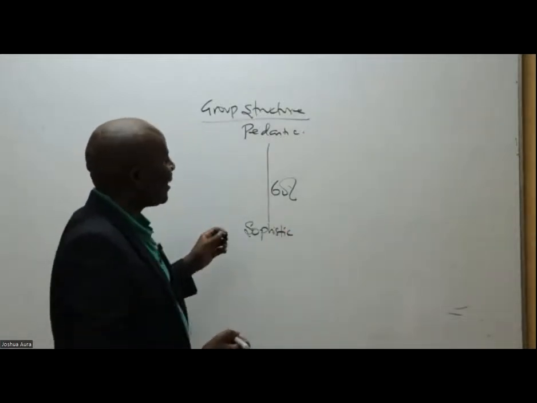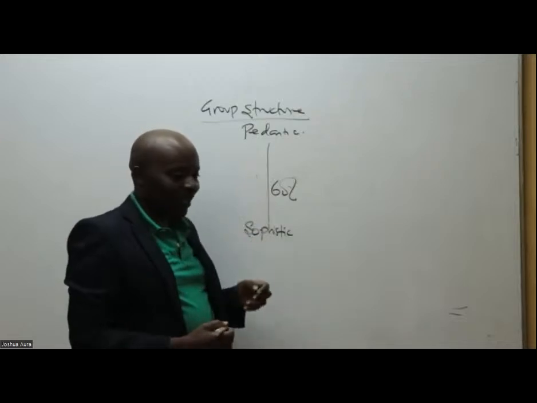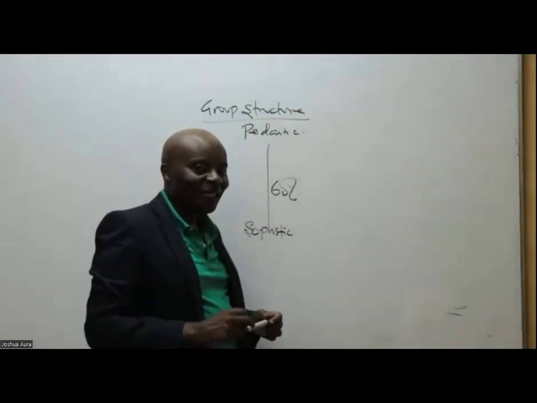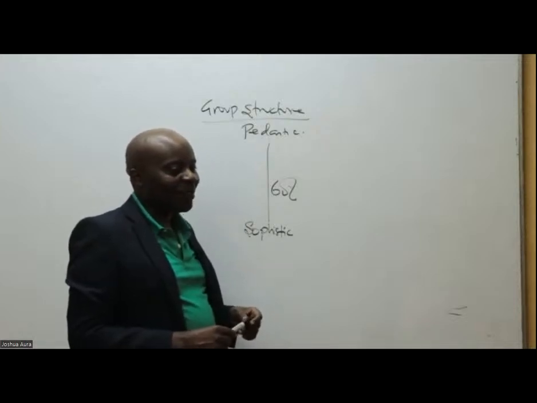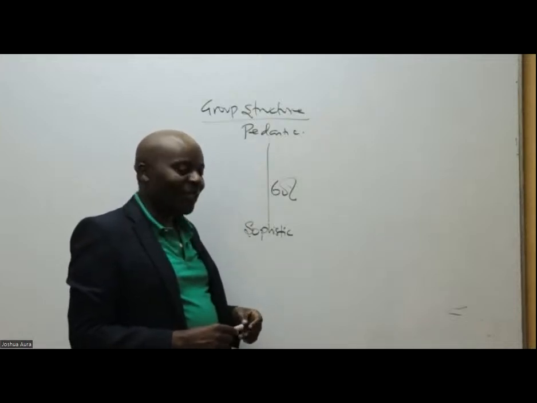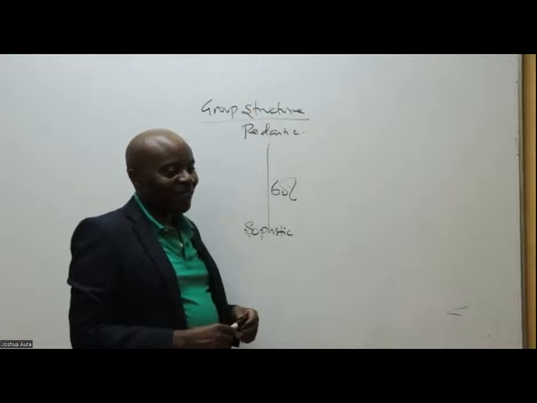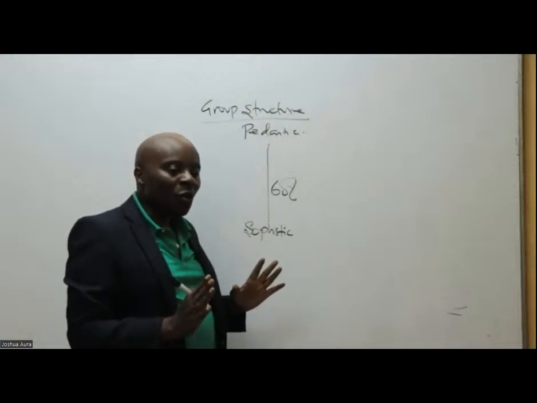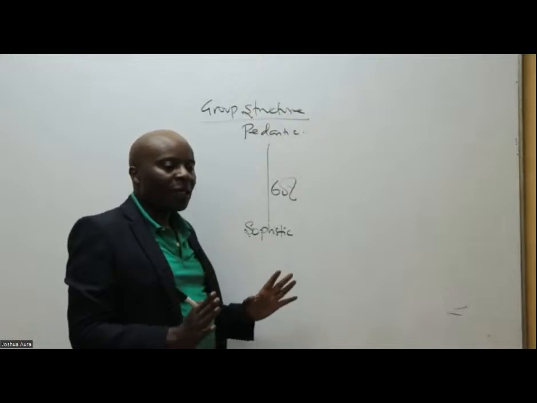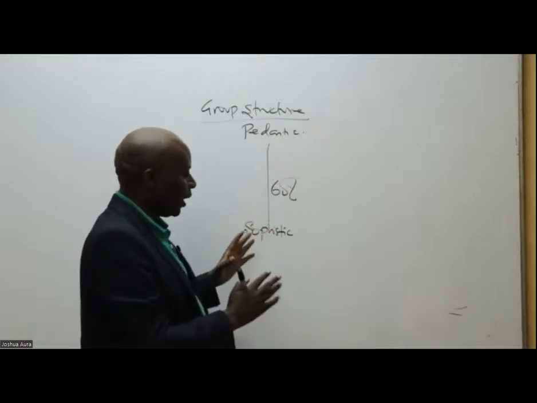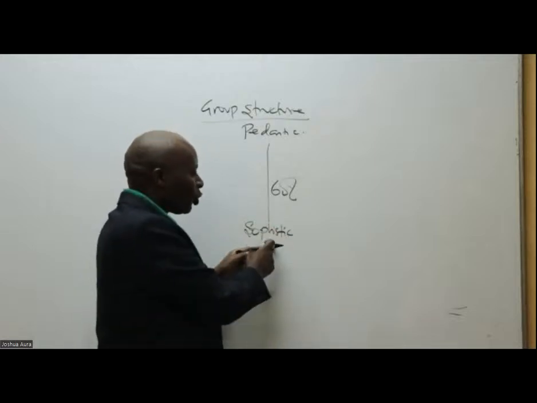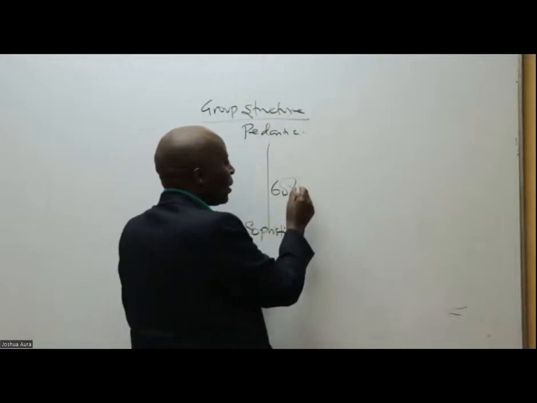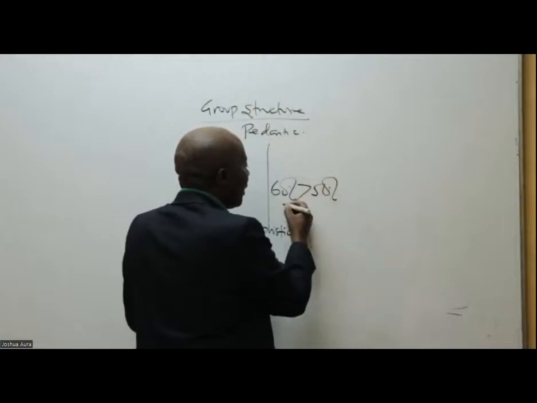Listen to me very well. What do you think of this 60%? Is 60% a small shareholding? It's material. Actually, the moment you own more than 50% of a company, that signifies control. It means you're controlling this; this is your child. So this being more than 50%, it means there is what we call control.